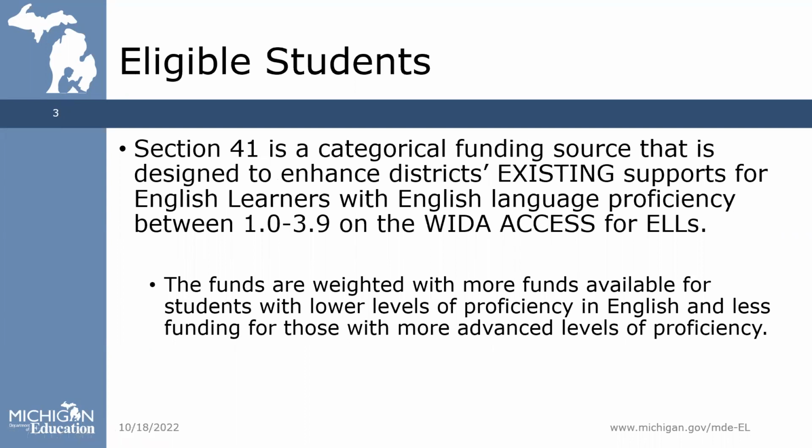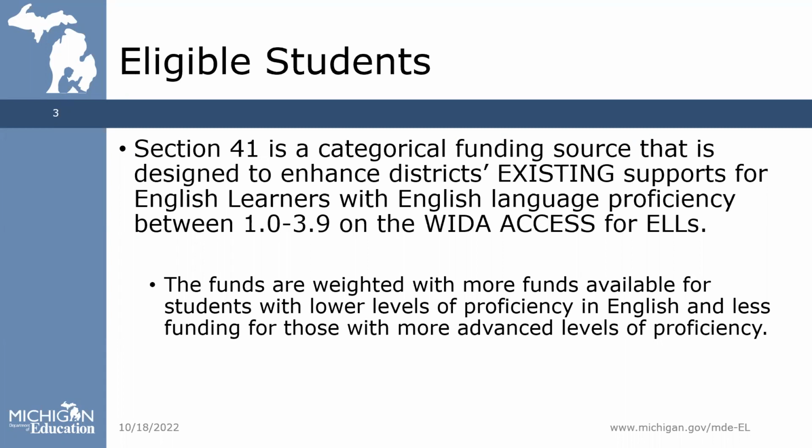Eligible students. Section 41 is a categorical funding source that is designed to enhance the district's existing supports for English learners. And these English learners have English language proficiency between 1.0 and 3.9 on the WIDA Access for ELs summative assessment. The funds are weighted, with more funds available for students with lower levels of proficiency in English and less funding for those with more advanced levels of proficiency.